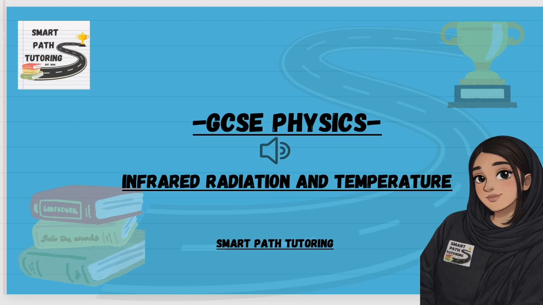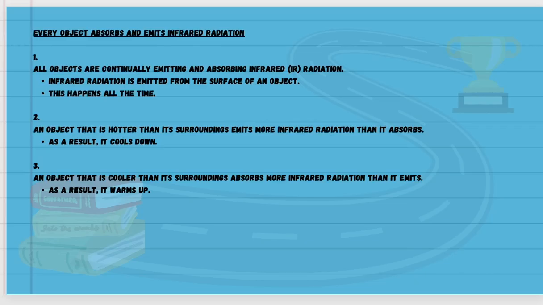This is about infrared radiation and temperature. Every object absorbs and emits infrared radiation. All objects are continuously emitting and absorbing infrared radiation. Infrared radiation is emitted from the surface of an object. This happens all the time.